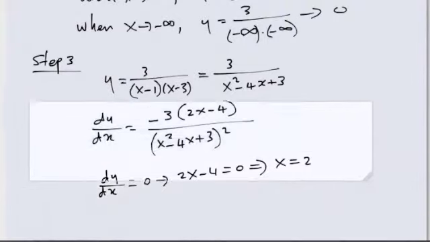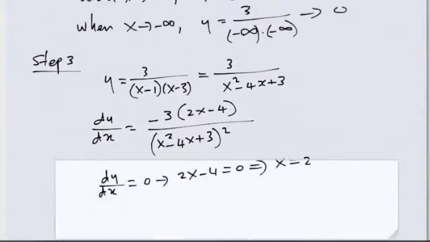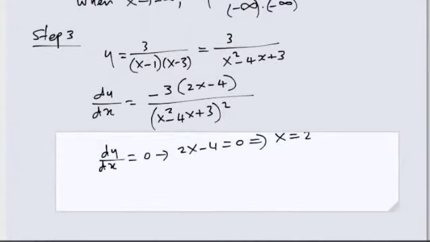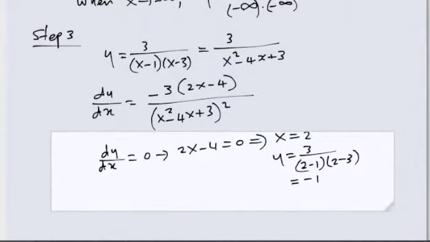And when x equal to 2, what is the value of y? We have 3 over 2 minus 1. So let's determine the value of y. We have 3 over (2 minus 1), and we also have (2 minus 3). So the value of y is minus 1. So there is a stationary point at (2, minus 1).